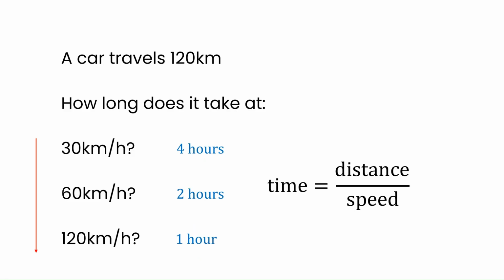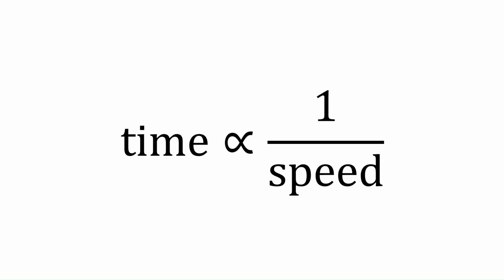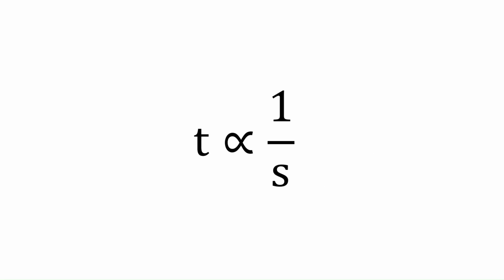Notice something important here. When the speed doubles, the time halves. When the speed halves, the time doubles. As speed increases, time decreases. This is inverse proportion. We would therefore say that time is inversely proportional to the speed. This means that time is proportional to 1 divided by the speed.